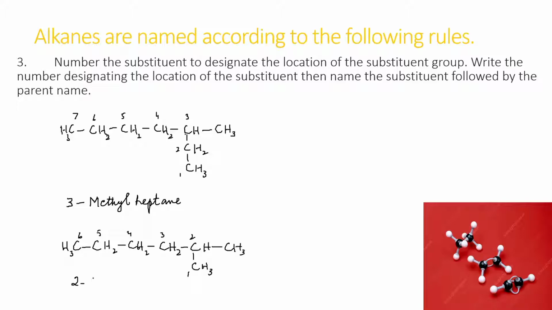And which group is attached? What's the name of my substituent? Again, it's methyl, 2 methyl, and in the end I'll write the name of my parent chain, which is hexane of 6 carbon atoms. Chain of 6 carbon atoms is called hexane.